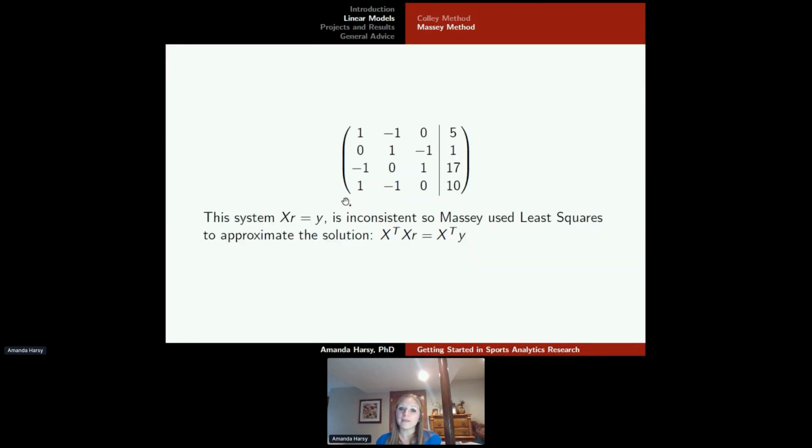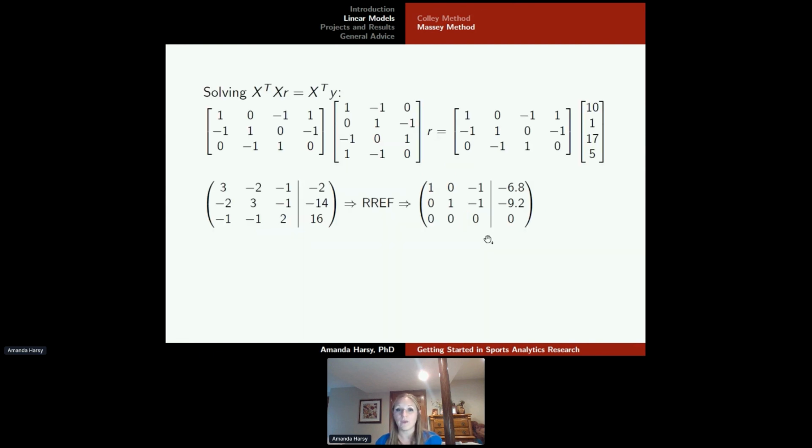And so what Massey did was he used least squares and set up the normal equations to solve this. So here's what our system looks like. And we multiply both sides by the transpose. And now we get a system that has a solution, but we have another problem now. The problem is that we have infinitely many solutions, and we don't want to say, well, there are infinitely many ways to rate these.